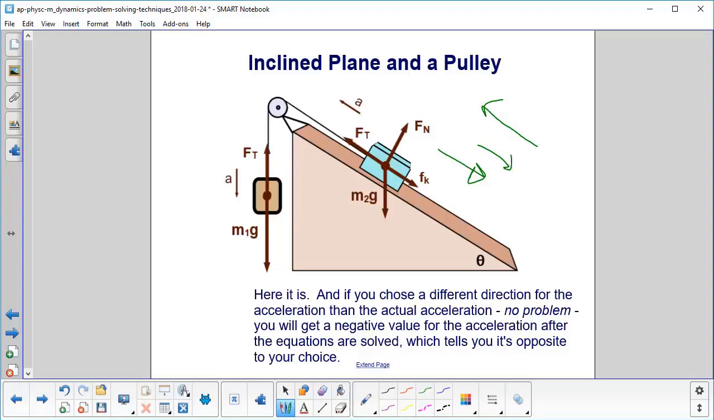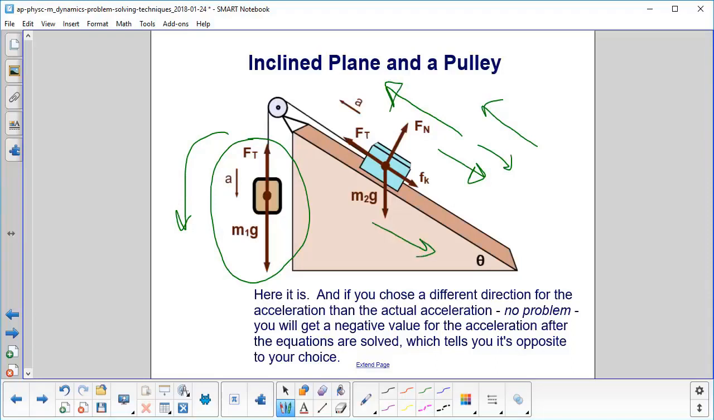So let's look at the forces. Over here on mass 1, we have gravity pulling it down, and we have the force of tension pulling it up, and we're saying it's going to accelerate in the down direction. One thing you do have to do when you choose the acceleration vectors is they have to be consistent with each other. So if you say this box is going down, you have to say this box is going up to make sure the math works. Now, we equally could have said this way for the box on the incline, and this way for the box hanging off the pulley, in which case our answer would be negative.